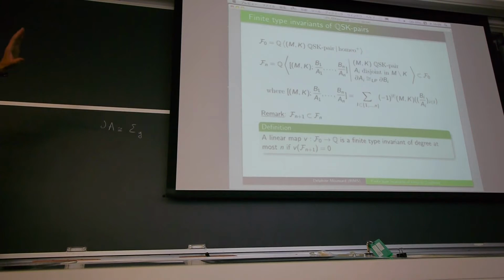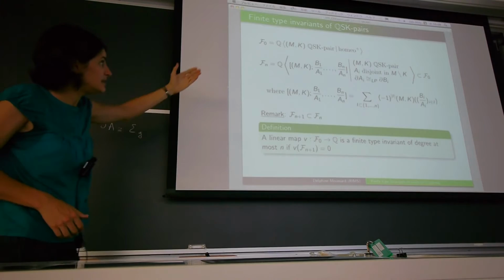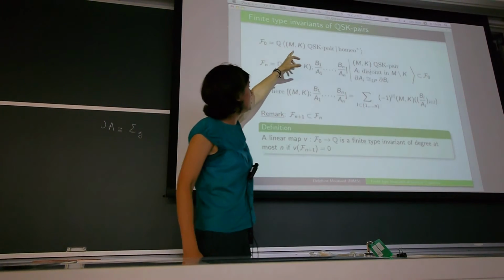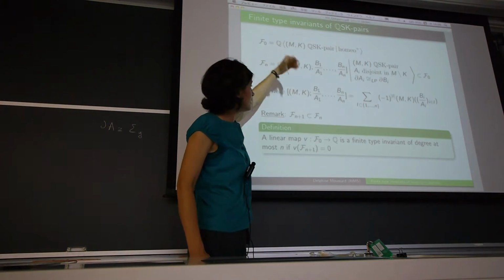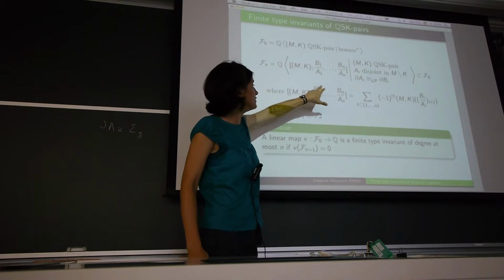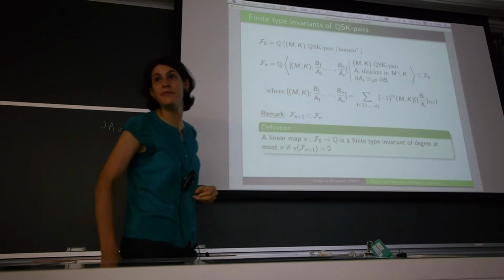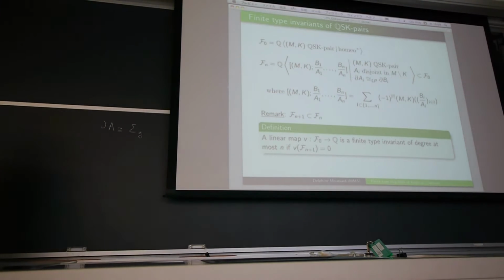So this is a very general definition in the sense that if we are given any set of topological objects and any set of moves on these objects, we can make the same definition, replacing QSK pairs by our objects and replacing neural LP surgeries by our moves. So this is a very general setting.